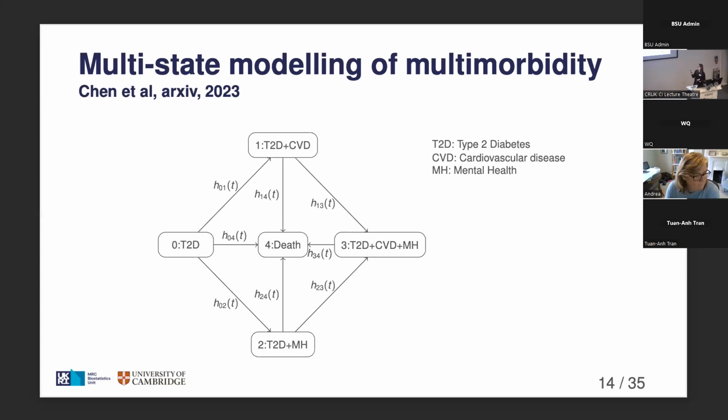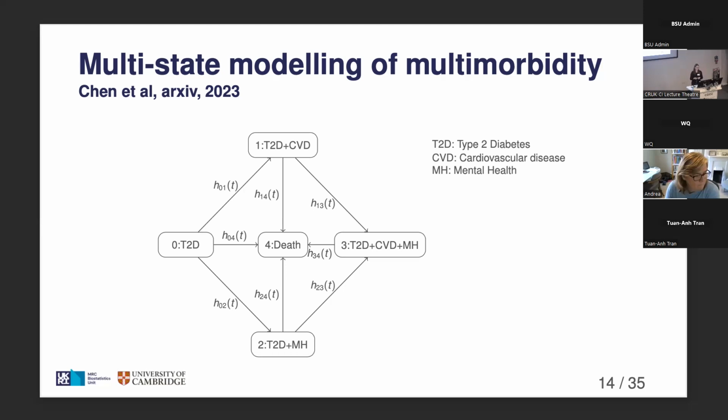So this is the multi-state model that he's been working with. Each state in this model is defined by a combination of diseases, and this is focusing on diabetic patients. So we're interested in modeling the disease trajectory of diabetic patients, focusing particularly on transitions to cardiovascular disease in state 1. They may also transition to a mental health condition in state 2. And then from those two conditions, they can then acquire the other condition to end up in state 3 with diabetes, cardiovascular disease, and mental health. And we also have transitions to death from all those states.